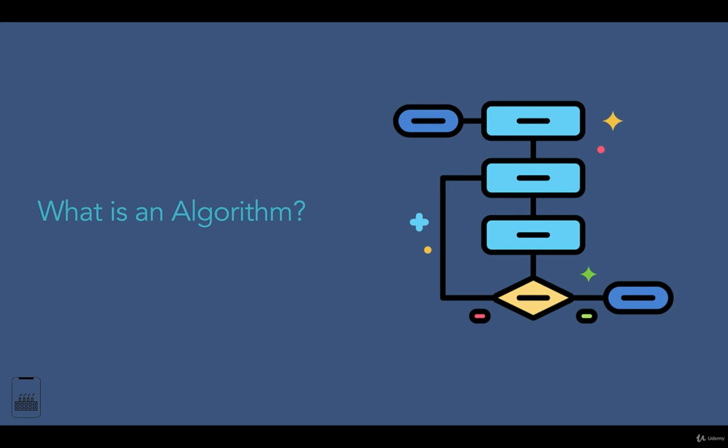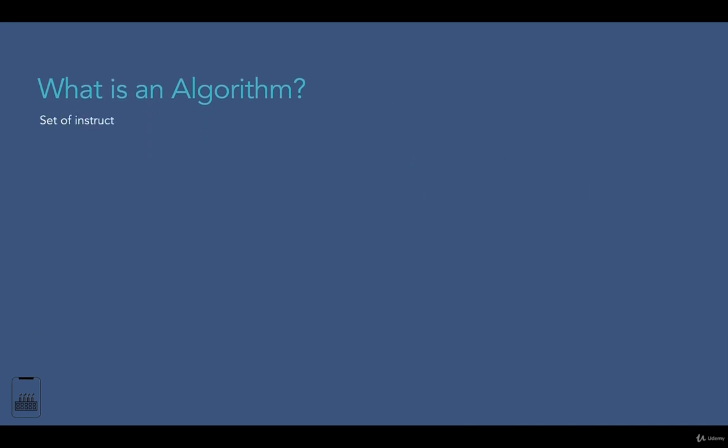Now in the last lesson, we got an overview of what data structures are and why they are important to us. So in this lecture, I want to take you one step further and look at algorithms. What's an algorithm? One definition might be a set of steps to accomplish a task.